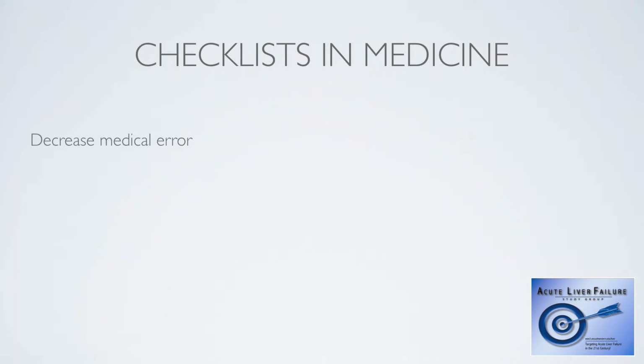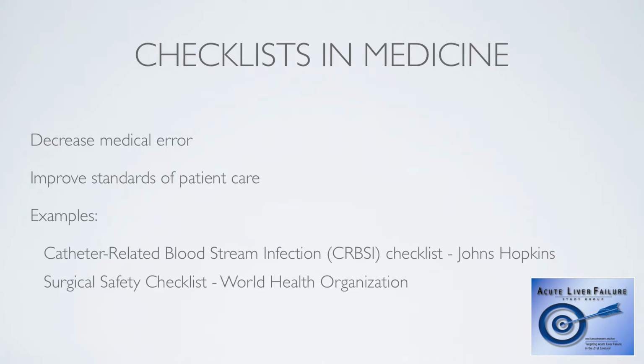Checklists in medicine have been shown to decrease medical error and improve standards of patient care. Well-known recent examples include the catheter-related bloodstream infection checklist developed by Johns Hopkins, which dramatically reduced the incidence of these infections, and the surgical safety checklist developed by the World Health Organization, which significantly reduced the rate of surgical complications and mortality.